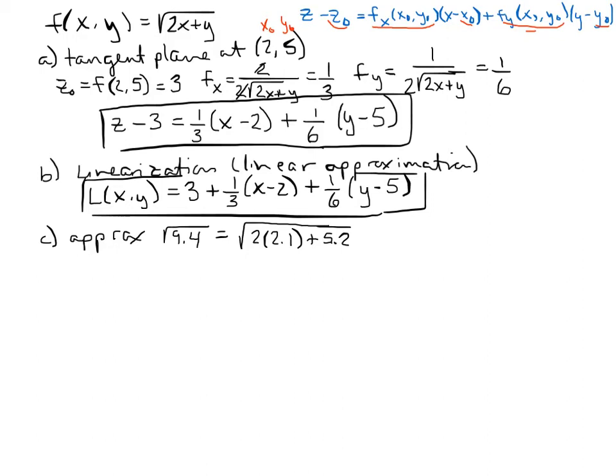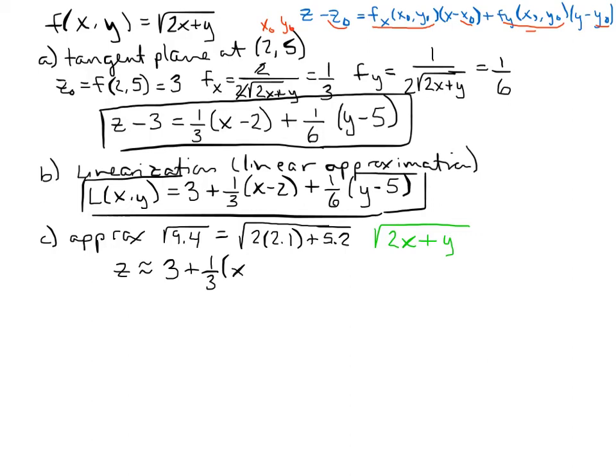And I did this because our original function is the square root of 2x plus y. And so I've sort of written it in a form where I can find a value for x I could plug in, and I could find a value for y that I could plug in for this number that I want to approximate. So I'm going to use that linear approximation. I'm finding a z-value. It is going to be approximately 3 plus 1/3 times x.